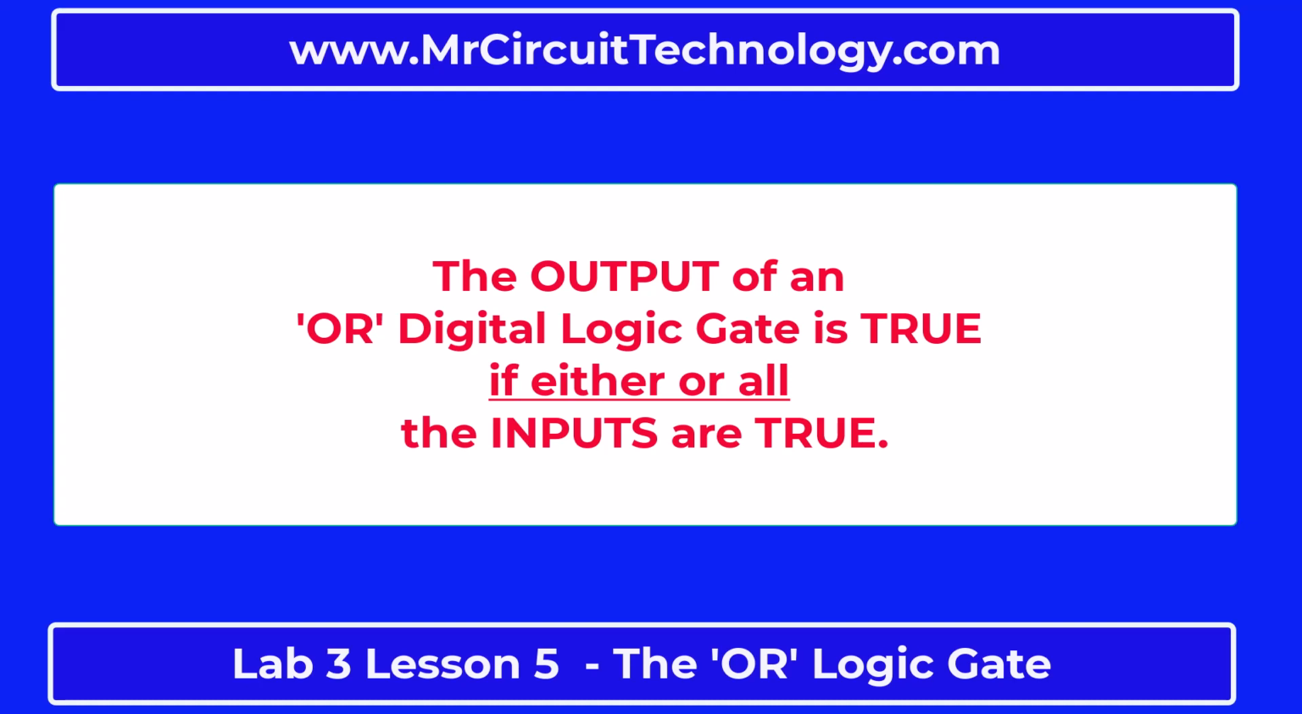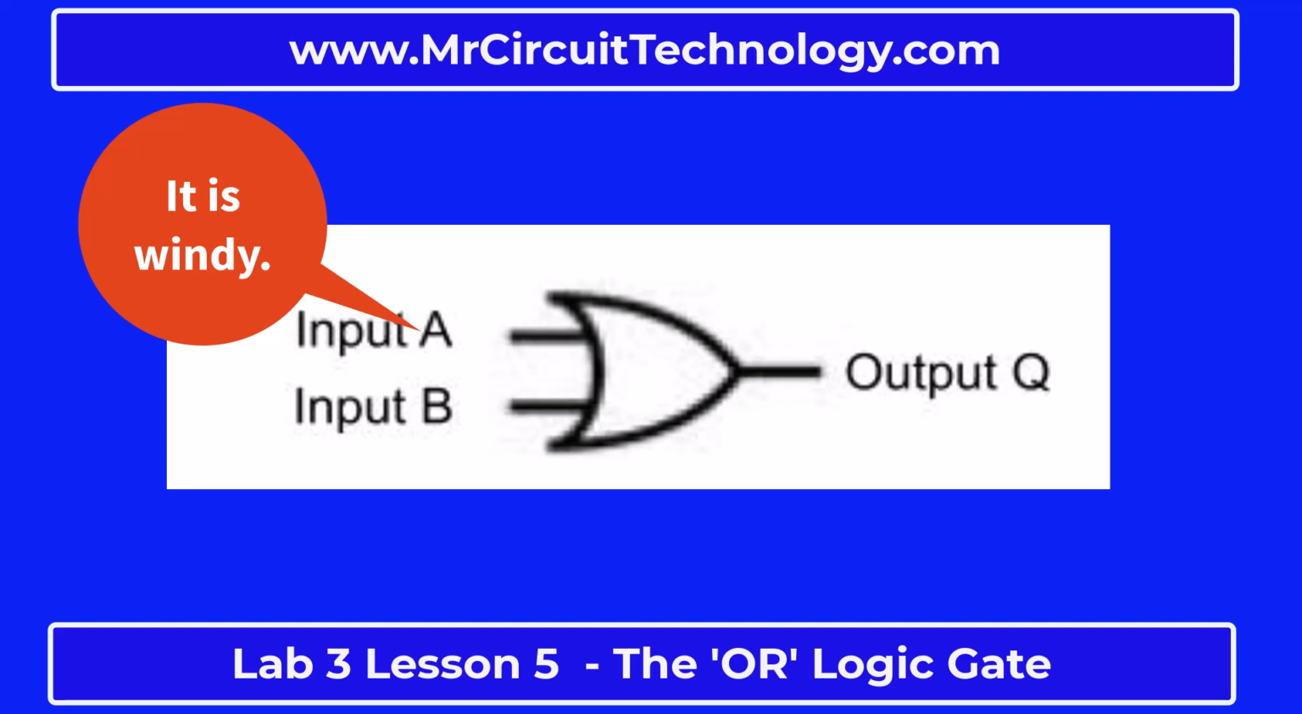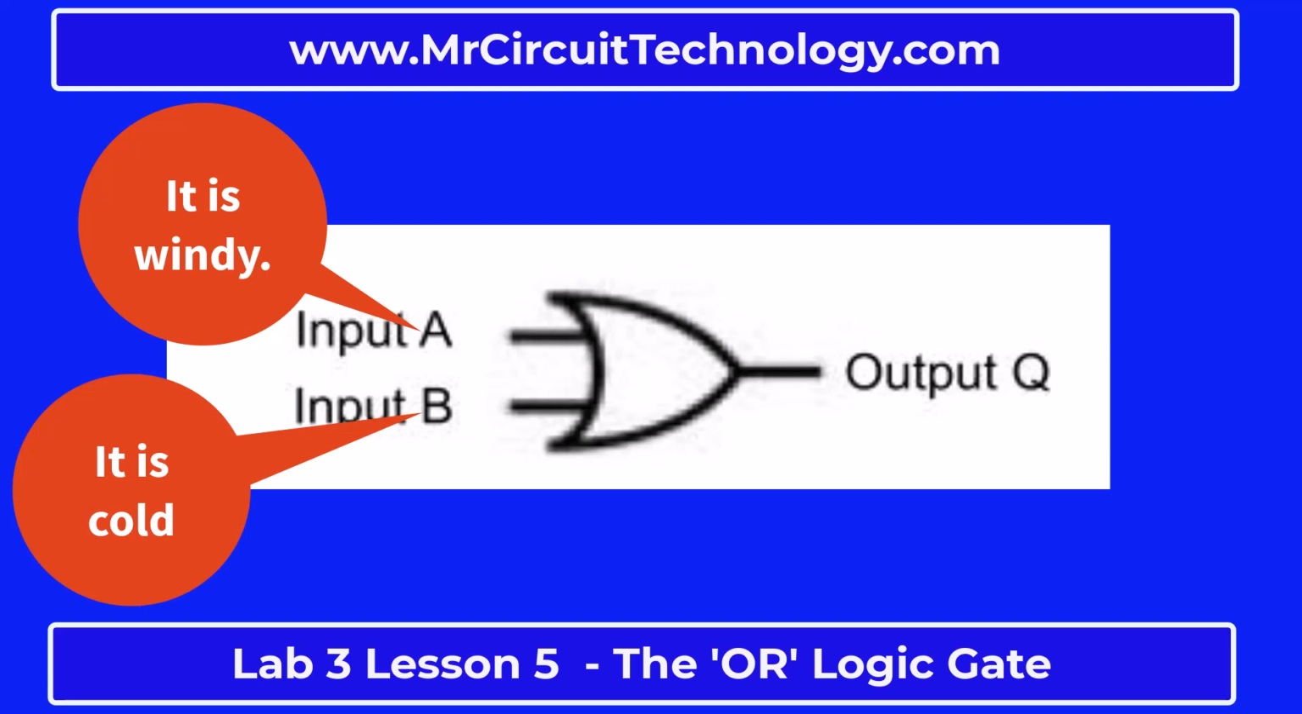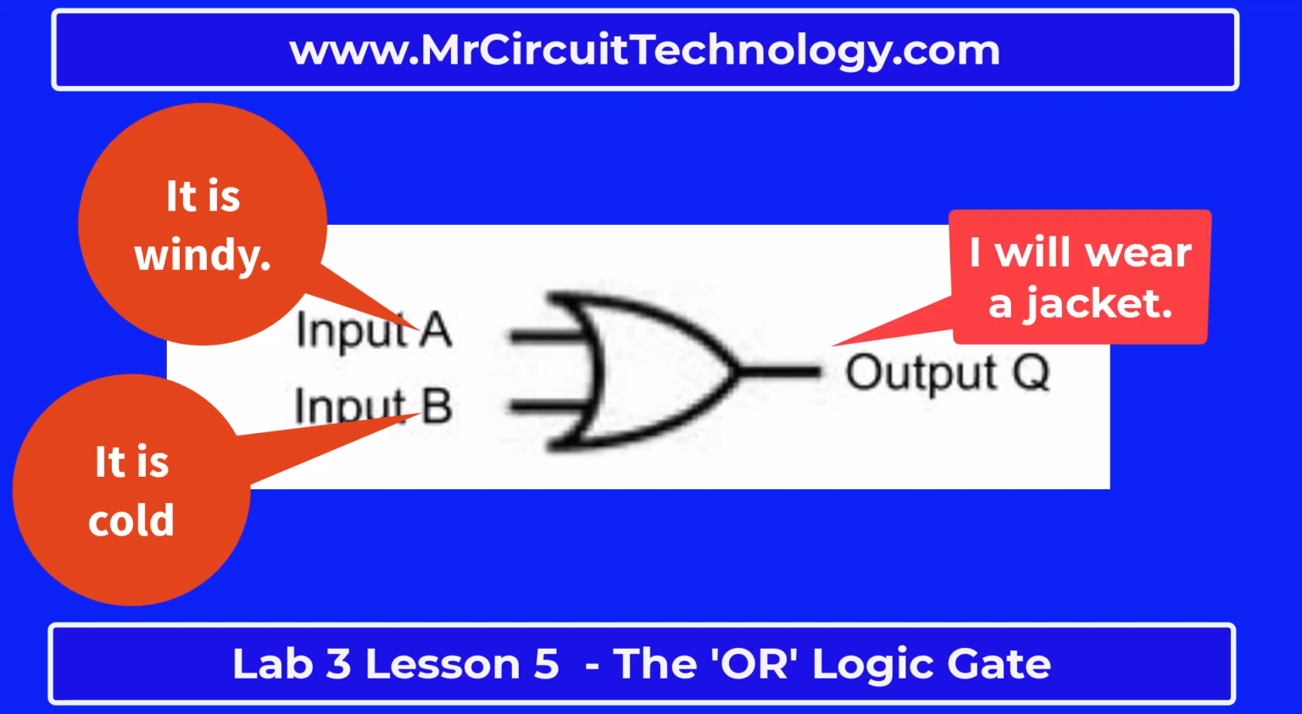Here is a practical example. Input A is, it is windy. Input B is, it is cold outside. Output Q is, I will wear a jacket. Since, with an OR gate, if either input is true or both inputs are true, the output is true. This means that if it's windy or it is cold outside or both, I will wear a jacket.